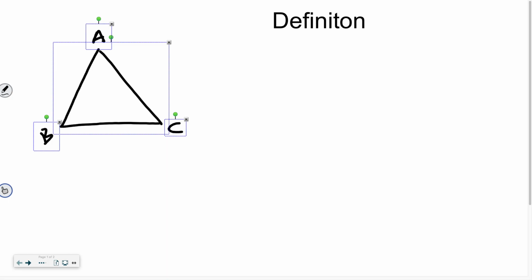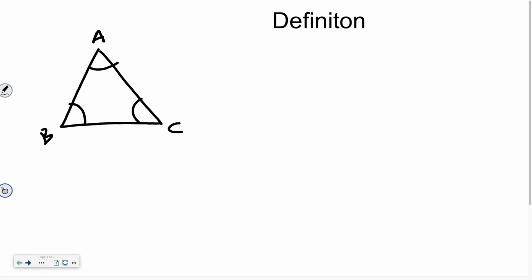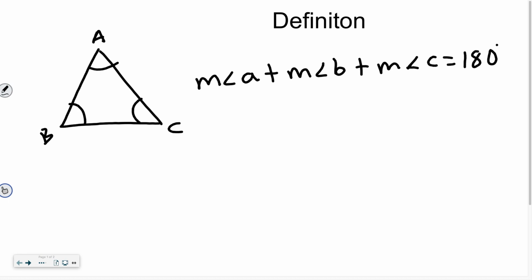So, what do we need to discuss? Well, here's a triangle. It has three angles, angle A, angle B, and angle C. And so what we need to know is that all three of these angles add up to 180 degrees. That means that the measure of angle A plus the measure of angle B plus the measure of angle C is equal to 180 degrees.